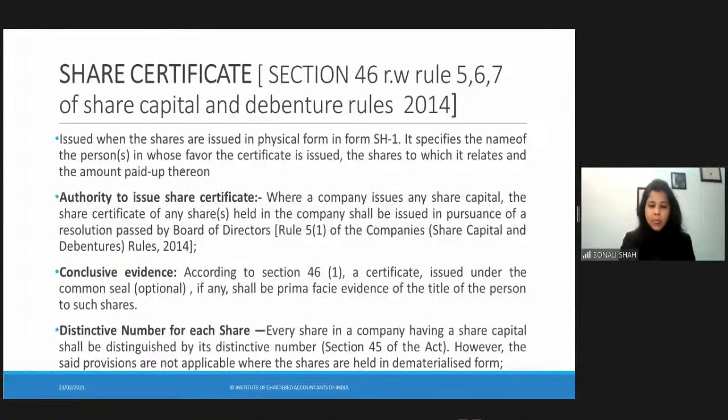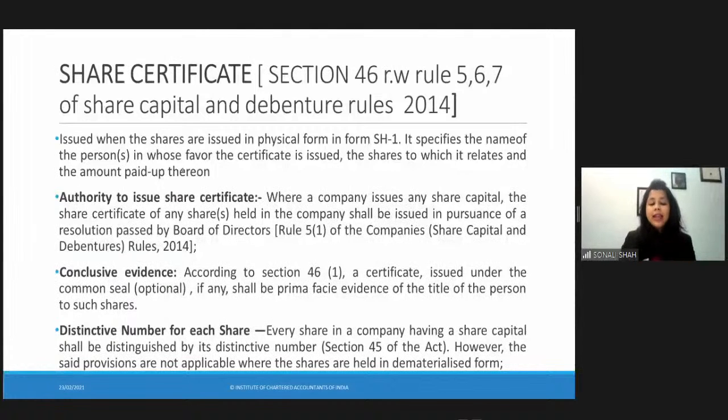Are we clear? Now, coming to the authority to issue share certificate. The authority comes by a resolution passed by the board of directors. The board of directors will pass a resolution under which the company will be allowed to issue a share certificate to the shareholders of physical form of shares.